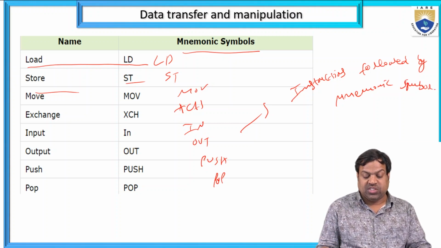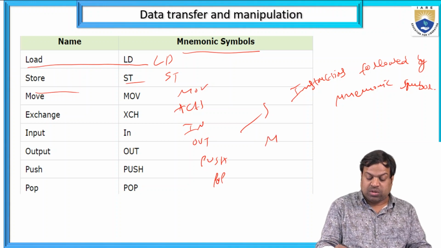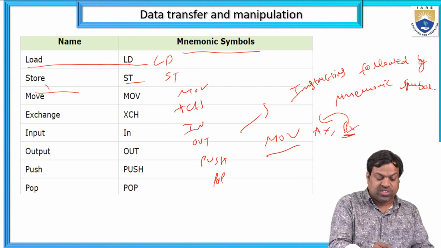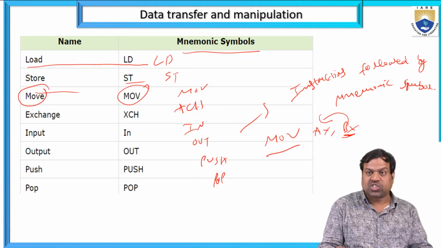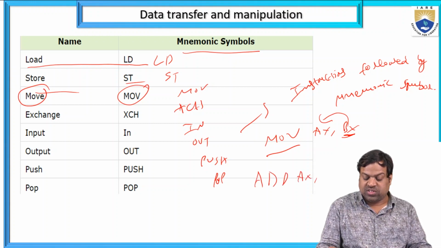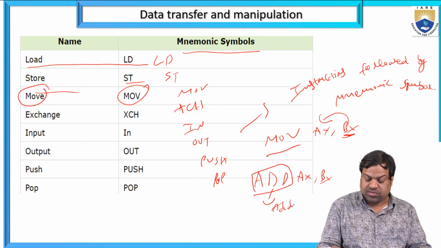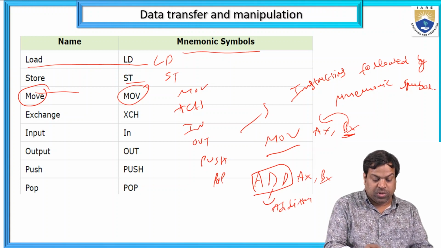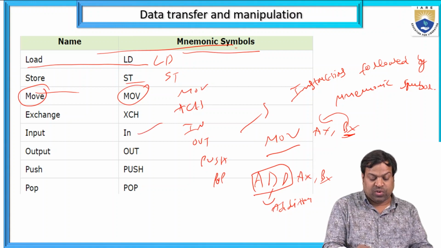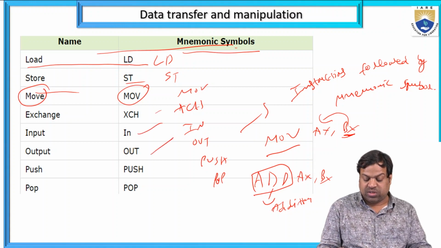So for any of the instructions, suppose I am going for MOV AX comma BX. So the value of BX is placed into AX, that is move AX comma BX. So where is the move? MOV. So the instruction name is MOV. I have to give two registers, AX comma BX. So what is the operation going on? In the mnemonic code, it is going for ADD, which means addition. So I am going for the input value. What is the output? Exchange AX comma BX.